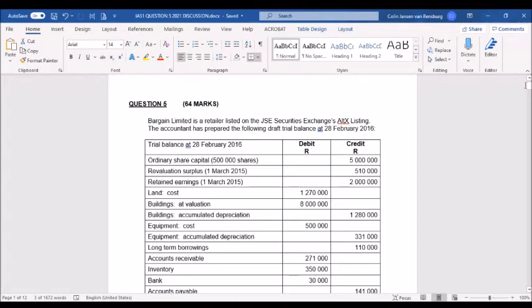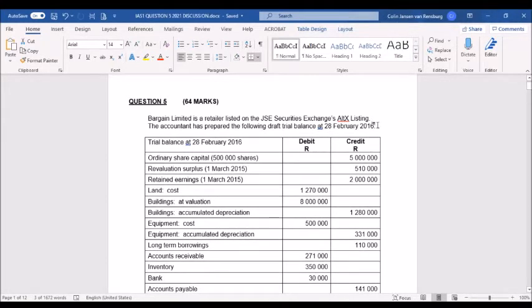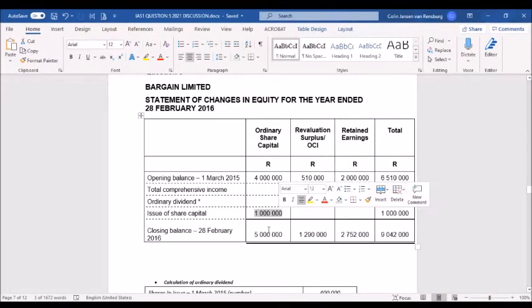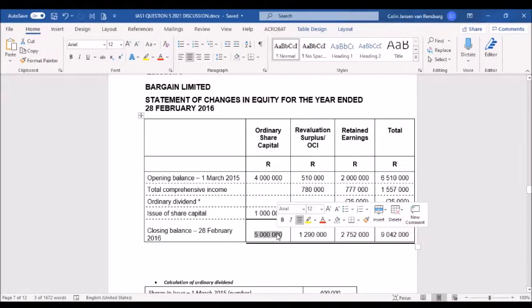Okay, so now let's go to our statement of changes in equity. Now we have to start with that 5 million rand balance that we find on our trial balance. That is the closing balance. That is after we have already recorded the issue of the 100,000 shares to the value of 1 million rands on the 30th of November 2015. So we've got to work backwards. That will be 5 million at the end of the year. We deduct the 1 million of the issued share capital during the course of the financial year, which means that our opening balance on the 1st of March 2015 would have been 4 million.